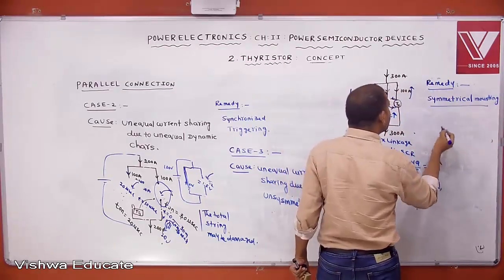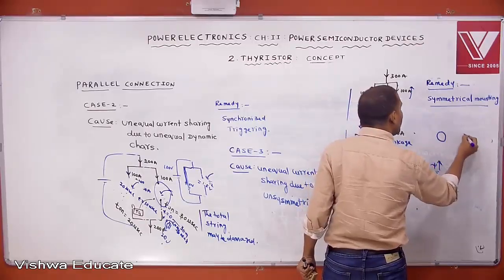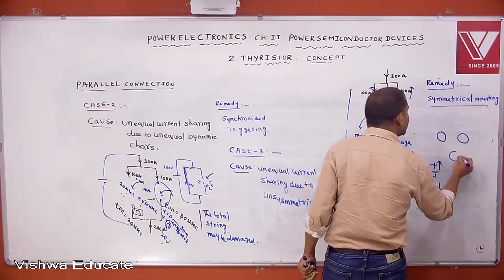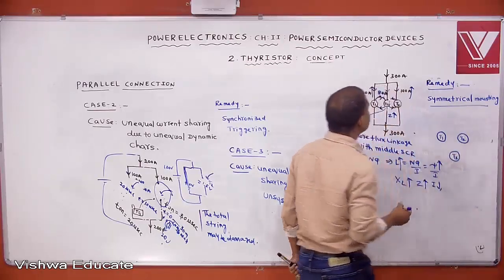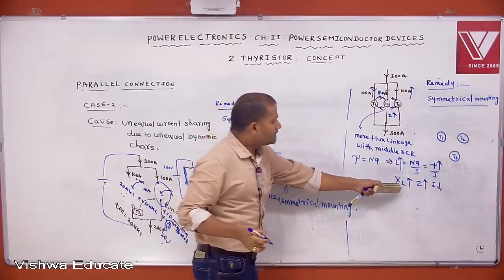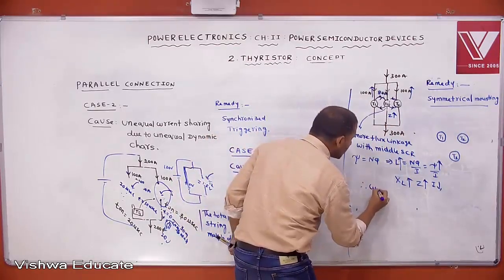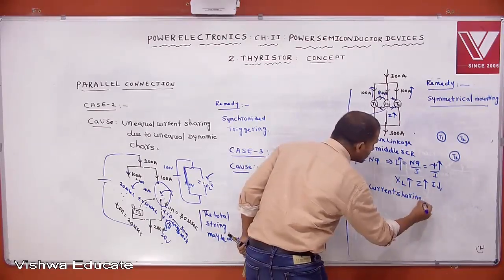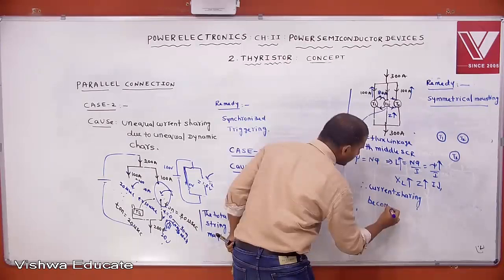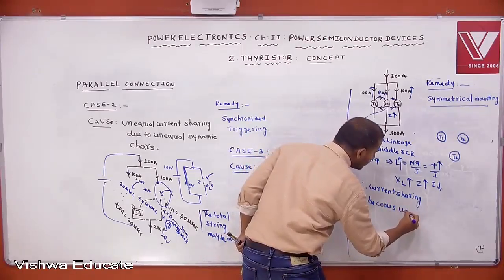Symmetrical mounting means this is also a parallel connection, but we mount the thyristors like this. This is T1, this is T2, this is T3. Therefore current sharing becomes unequal here. You can note this one.